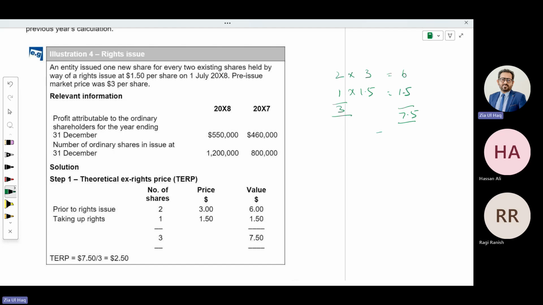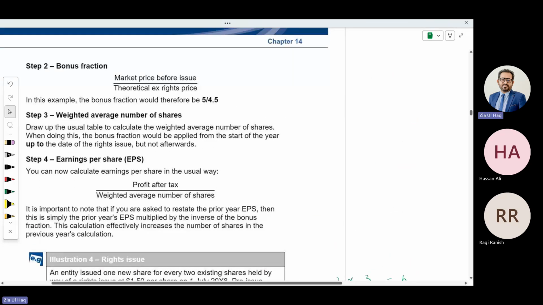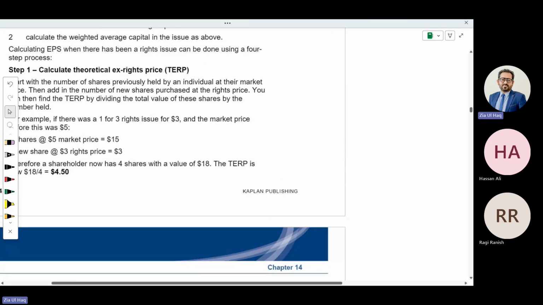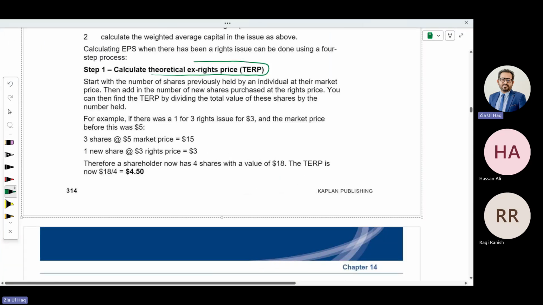If we divide this 7.5 by 3, we can calculate a value that is 2.5. This value is called the theoretical ex-right price. TERP stands for theoretical ex-right price.